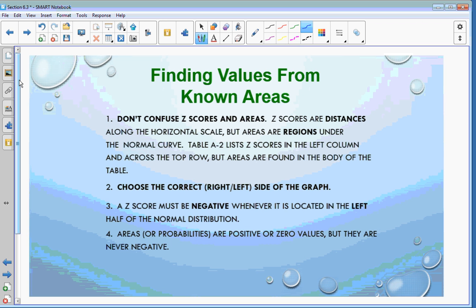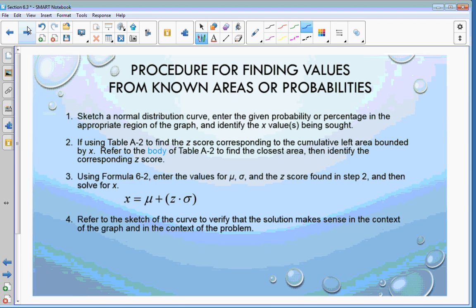We have to remember what we are looking at, the right side or the left side of the graph. Z has to be negative on that left-hand side, and on the right-hand side must be positive. Areas or probabilities are always positive. Remember, probabilities are between 0 and 1. So this goes through the procedure for finding those values.